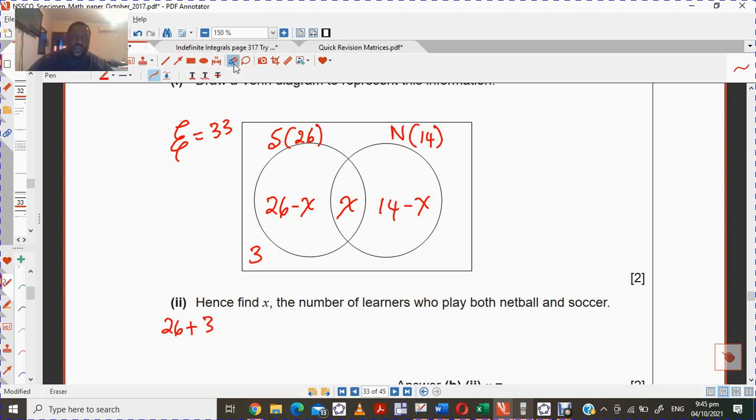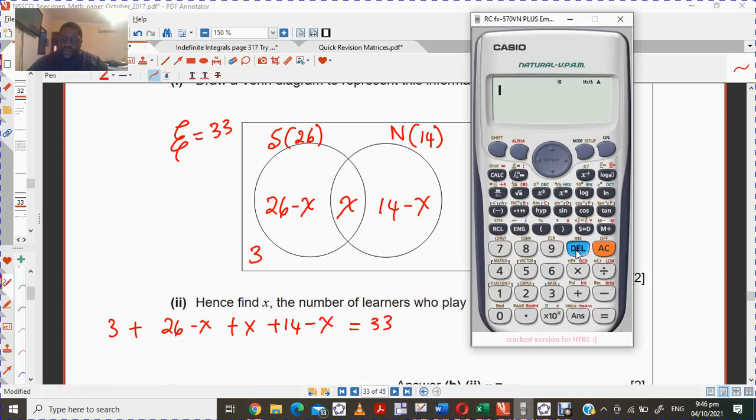Now let's go step by step. So maybe I'll say 3 plus the one outside, 26 minus x plus 14 minus x. So that plus that plus that plus that should give me 33. Go ahead and grab a calculator. Let's add numbers: 3 plus 26 plus 14. That's 43. Good.